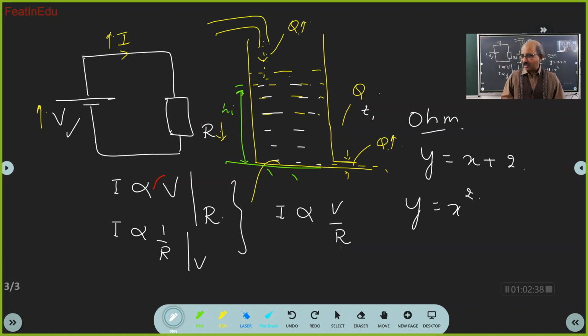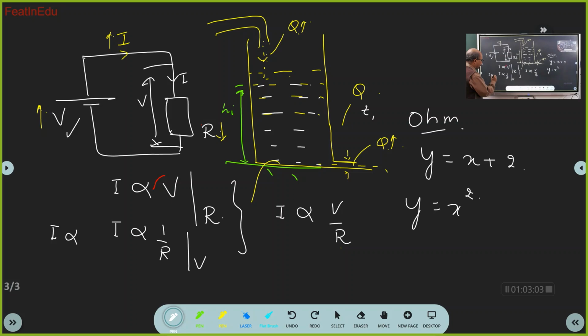Law in physics means a relation between physical quantities. He gave the famous thing called Ohm's law. So his statement was, the current through a resistor is directly proportional to the potential difference between its ends. The current through a resistance is directly proportional to the potential difference between the ends of the resistor.